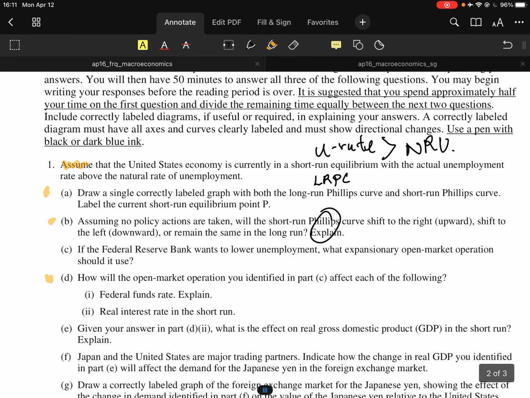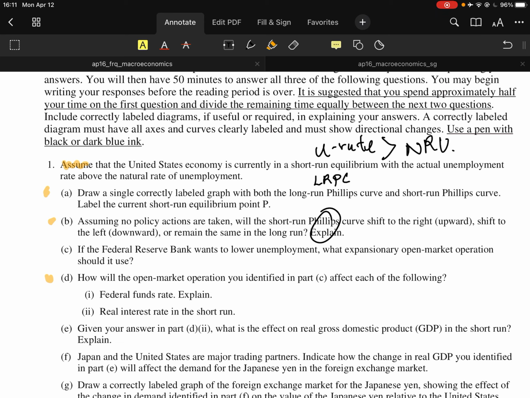All right, part D. So skipping part C, but in part C, if the Federal Reserve Bank wants to lower unemployment, they're going to try to increase the money supply. Expansionary open market operations, they're going to buy bonds. Buy bonds equals bigger bucks, and the reason is when the Federal Reserve buys bonds, the people who sell the bonds to the Federal Reserve now have more money. We assume that they put that money that they've received into the banking system.